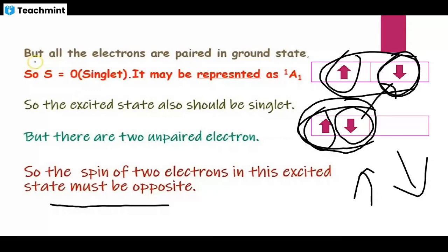The real concept behind this is symmetry. The symmetry of the electron should not change. If it is changed, it is not allowed, forbidden by symmetry.